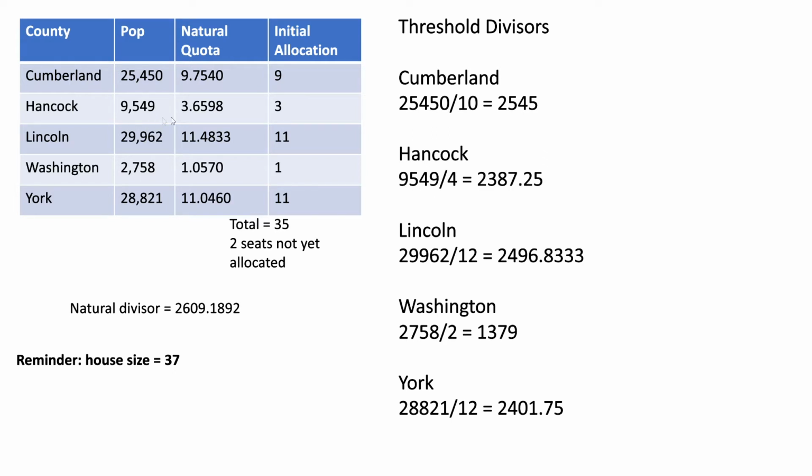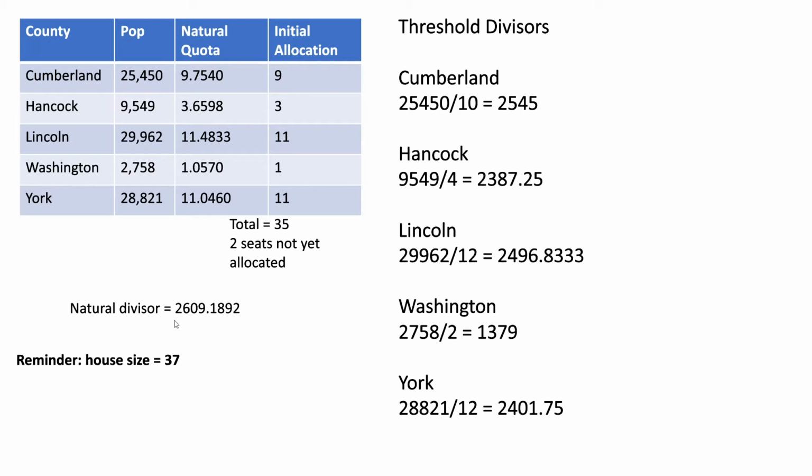Hancock state population, 9,549 divided by 4, because originally they got 3 seats. Tells us if we use 2,387.25 as a divisor exactly, they're going to be due exactly 4 seats. And we would do the same thing for the other ones. Lincoln originally got 11 seats, so we would divide their state population by 12. Washington got 1 seat originally, so we divide their state population by 2. York got 11 seats originally, so we divide their state population by 12.